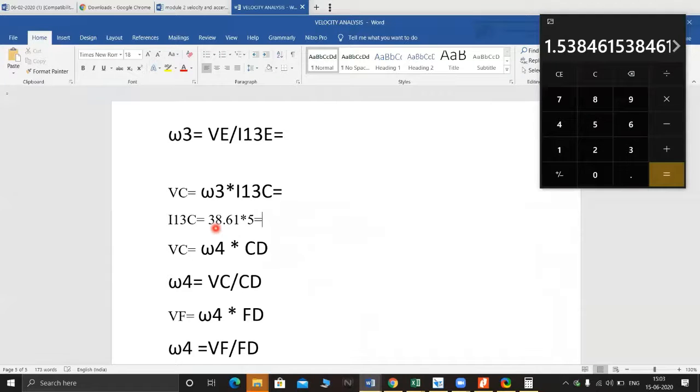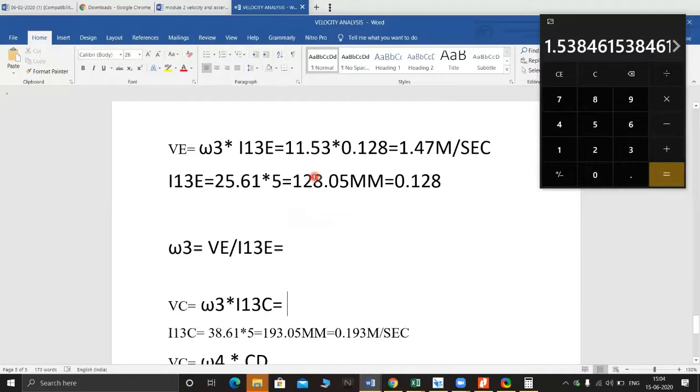So how much is 38.61 into 5? 193.05. That is in mm, convert into meter: 0.193 meter per second. Correct. Now we got omega I13C, right? Therefore we can calculate VC. That is, VC is omega 3 into this much.